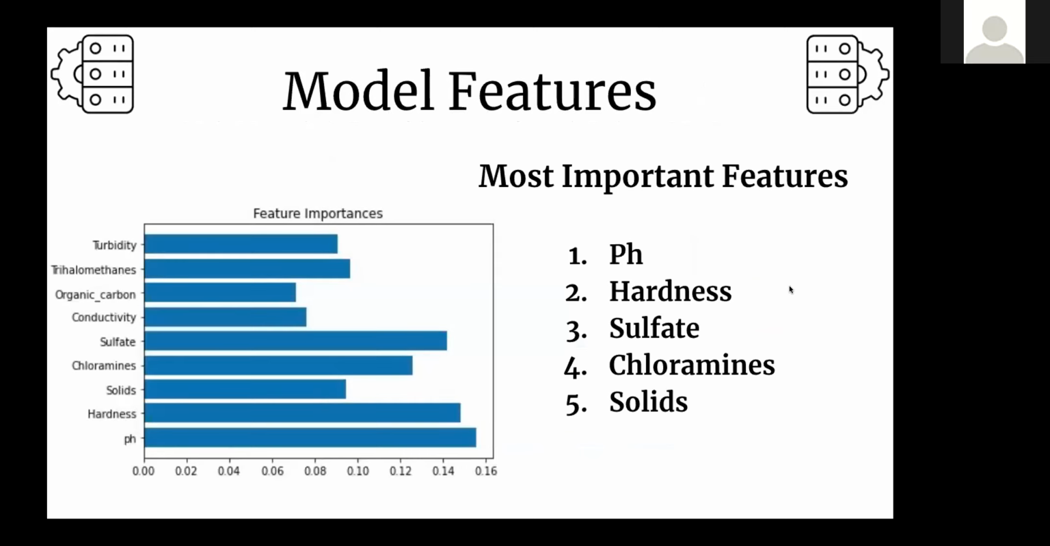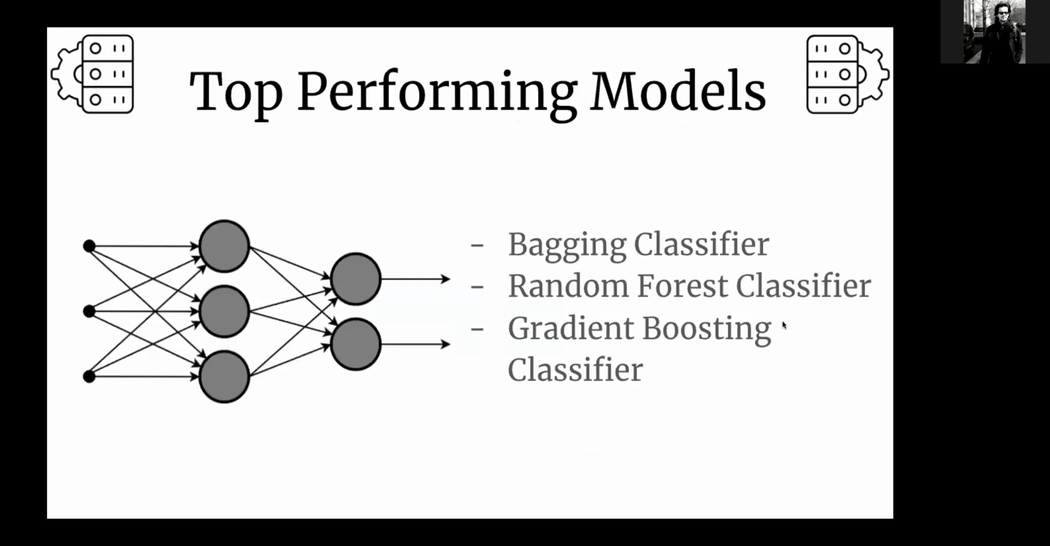Right. After running our models, we concluded that these features here are the most important and influential for determining water potability. So those include pH, hardness, sulfate, chloramines, and solids. After running dozens of tests on 9 different models with various conditions, we settled on these top 3 performing models: the bagging classifier, the random forest classifier, and the gradient boosting classifier, which all performed above a 65% accuracy in our testing results. They all happen to be tree models.